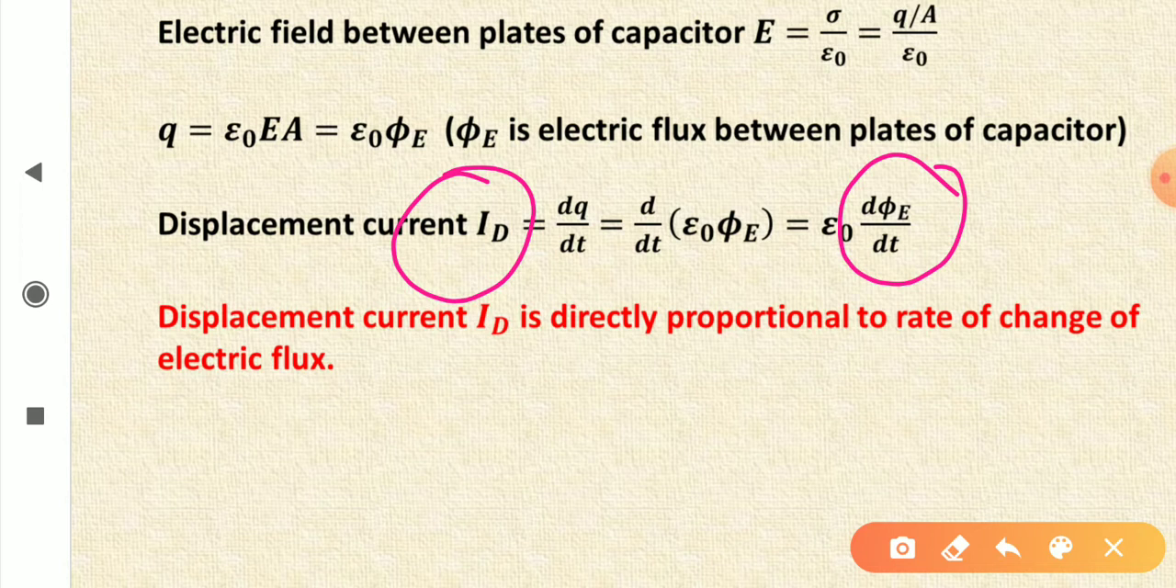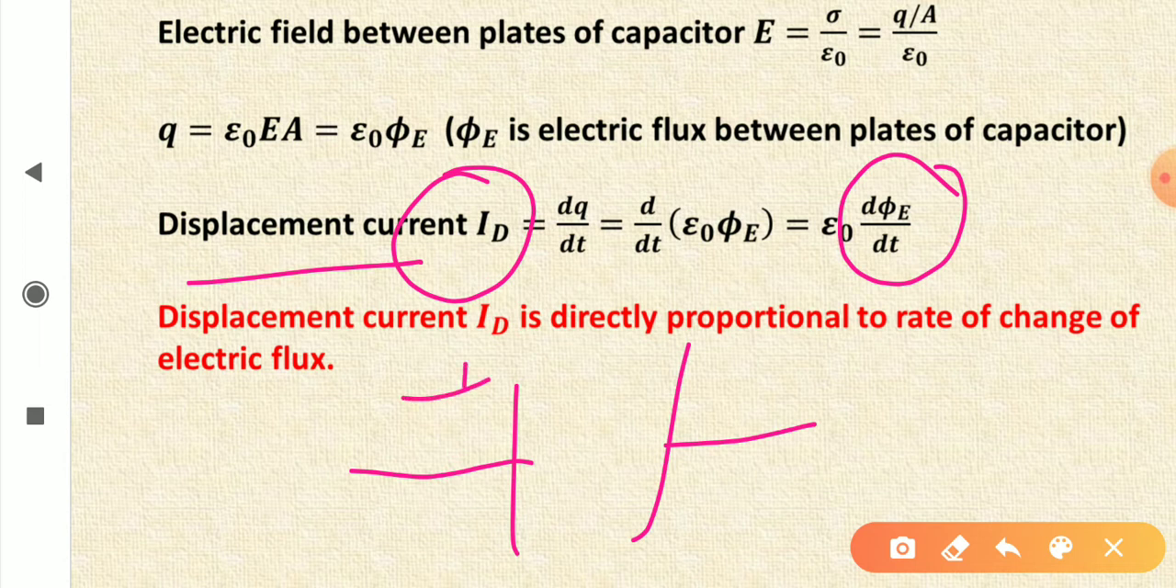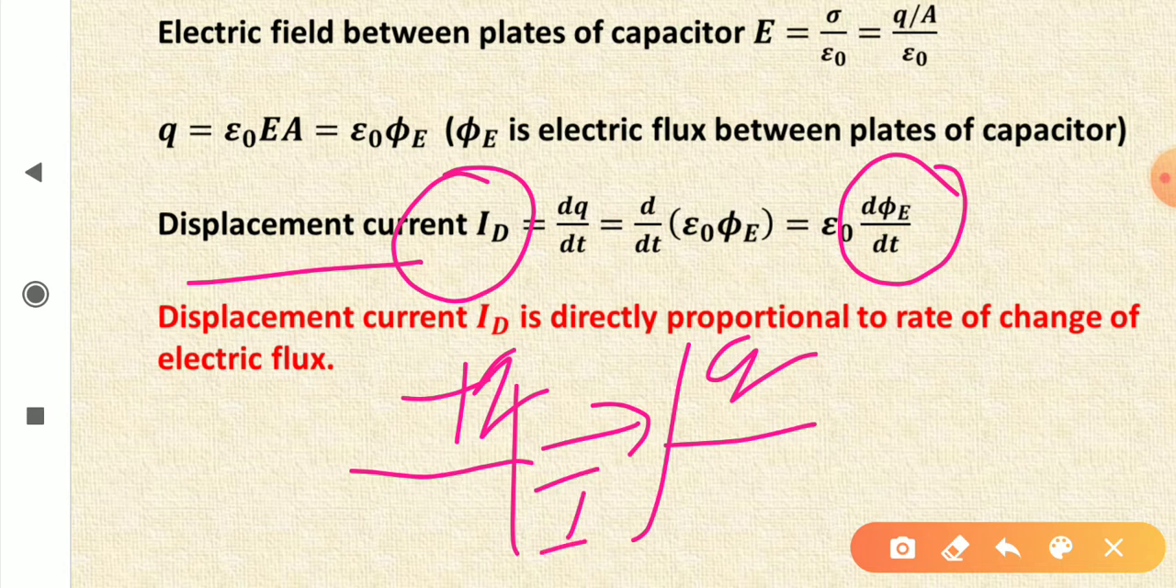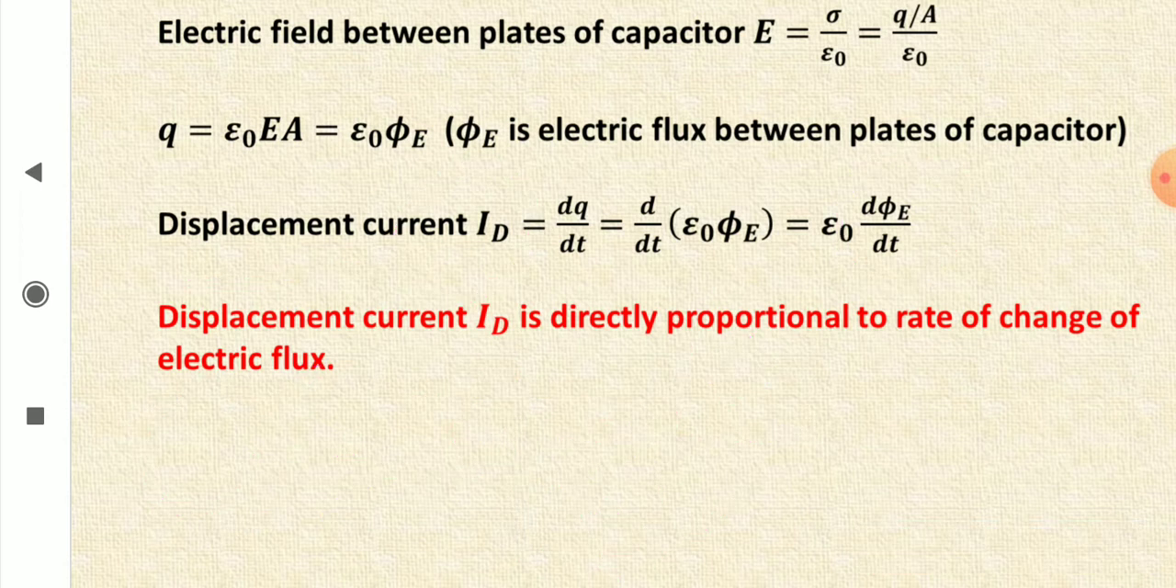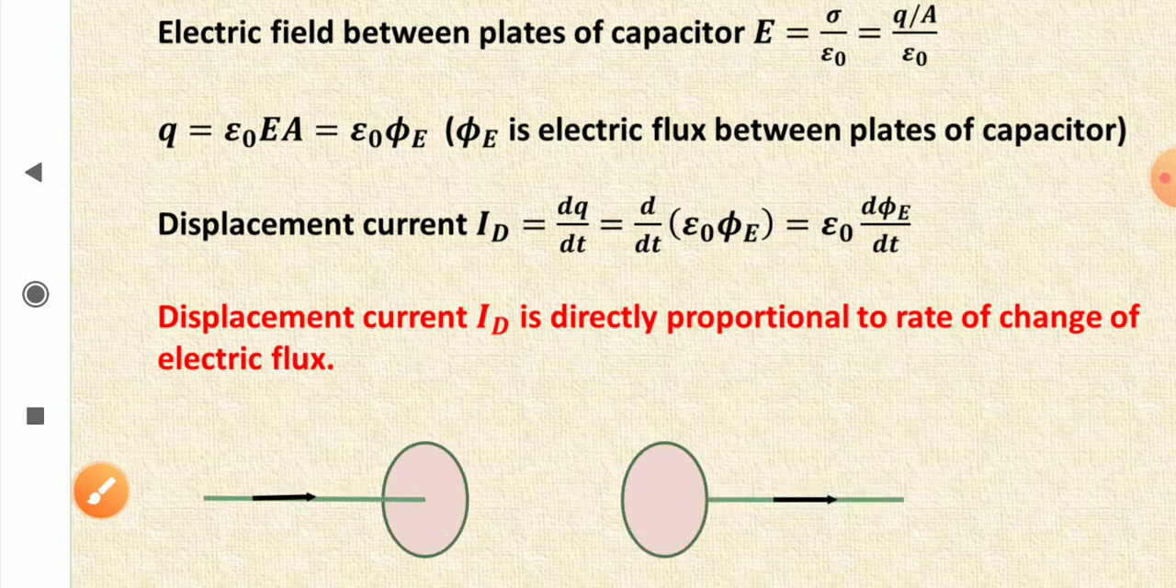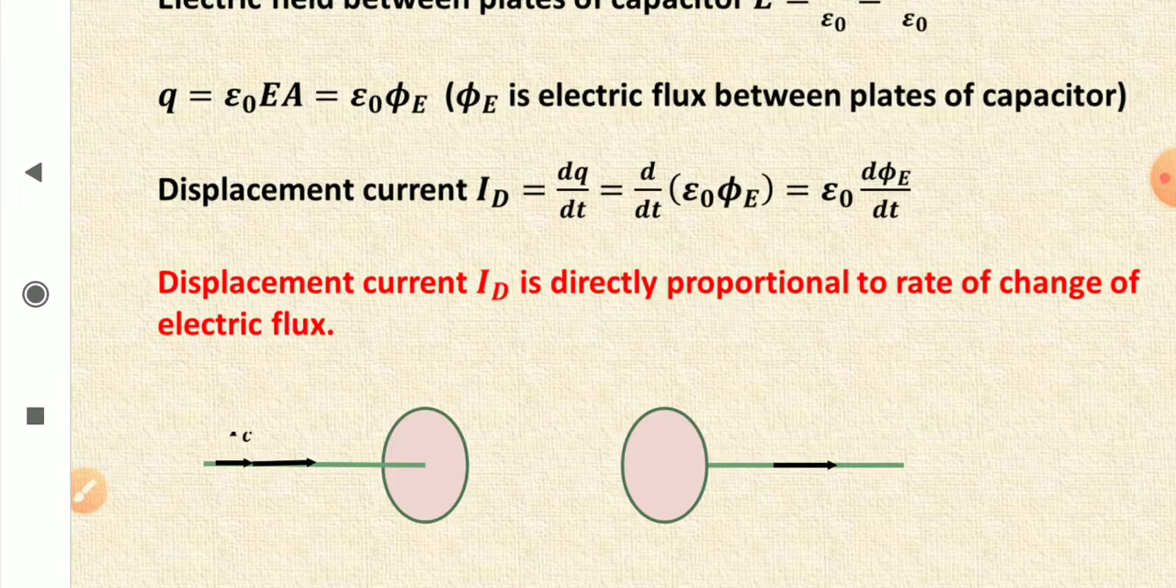So electric field or displacement current will appear between the plates of the capacitor only when it is being charged or being discharged. Once the capacitor is fully charged, then the current IC, the conduction current, will become 0, and displacement current ID will also become 0. So now let us discuss it further.